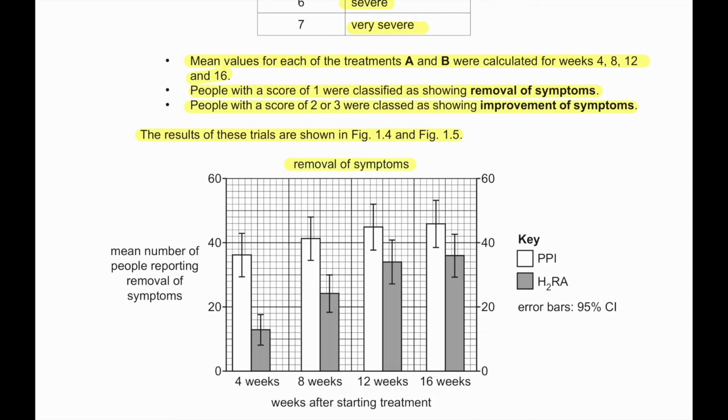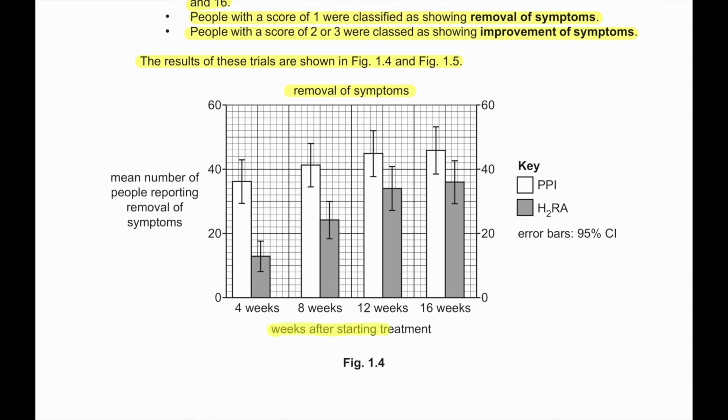So, removal of symptoms: weeks after starting treatment, mean number of people reporting removal of symptoms. Okay, PPI, H2RA, error bars, 95% CI. So we can see that removal of symptoms with PPI increases. Initially there is a large increase, but later on the removal of symptoms is not reported as much. However, with H2RA, over the course of the duration, the removal of symptoms is higher.